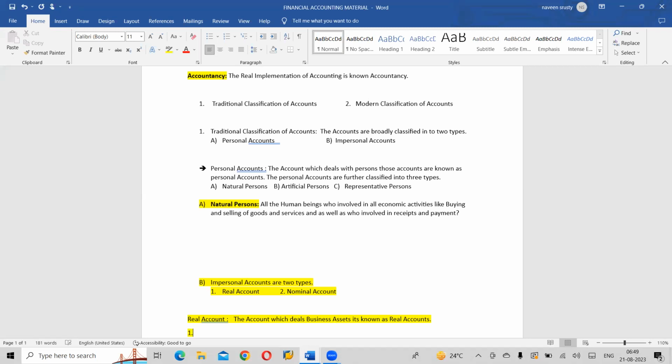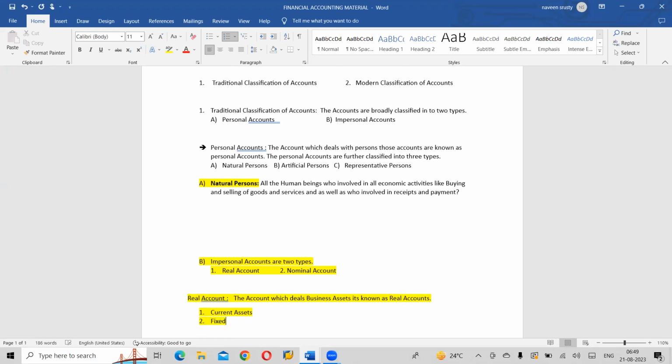Assets are further classified into two types. One is current assets. The second is fixed assets. We already discussed what current assets are. They are the assets which we can convert into cash quickly. Quickly in the sense of within one year, from the preparation of one balance sheet to another.